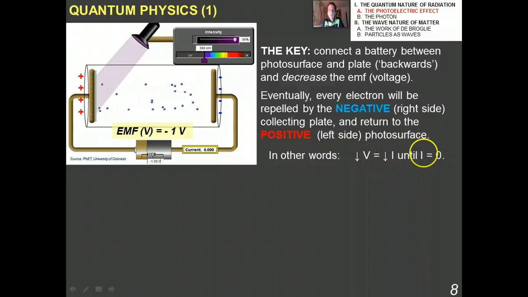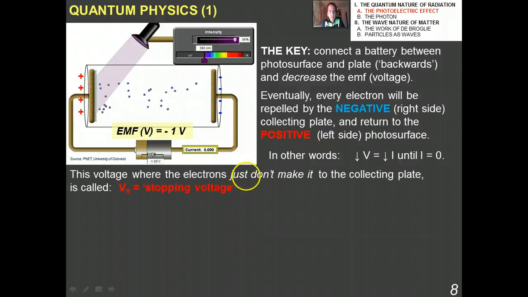Notice that I'm not talking about Ohm's law where V equals IR anymore. We're not even going to consider the resistance of the circuit. All we're doing is trying to find that magical potential difference such that every electron, not a single electron, barely doesn't make it to the collecting plate. That's really bad English, but you know what I mean. And this particular voltage is called the stopping voltage, and it's called V sub S in physics.